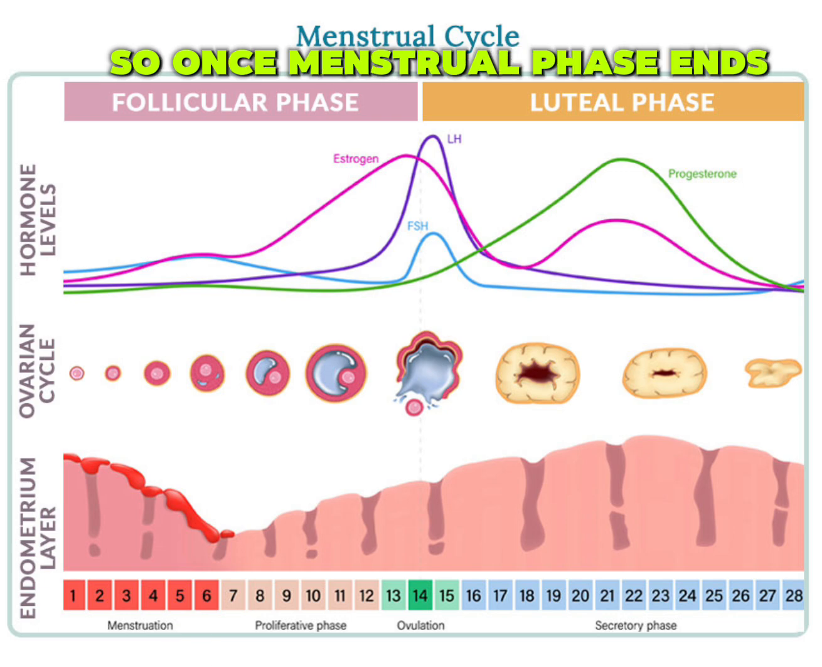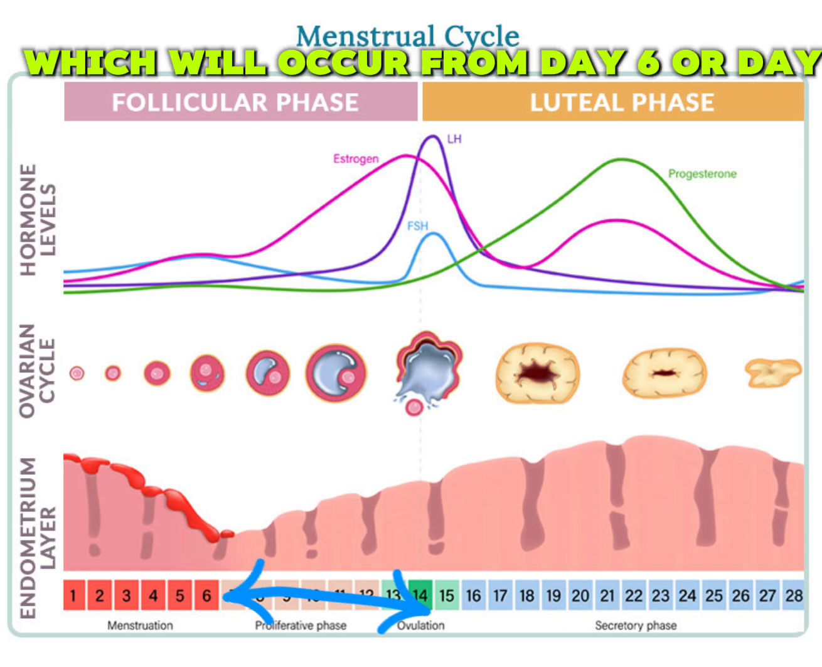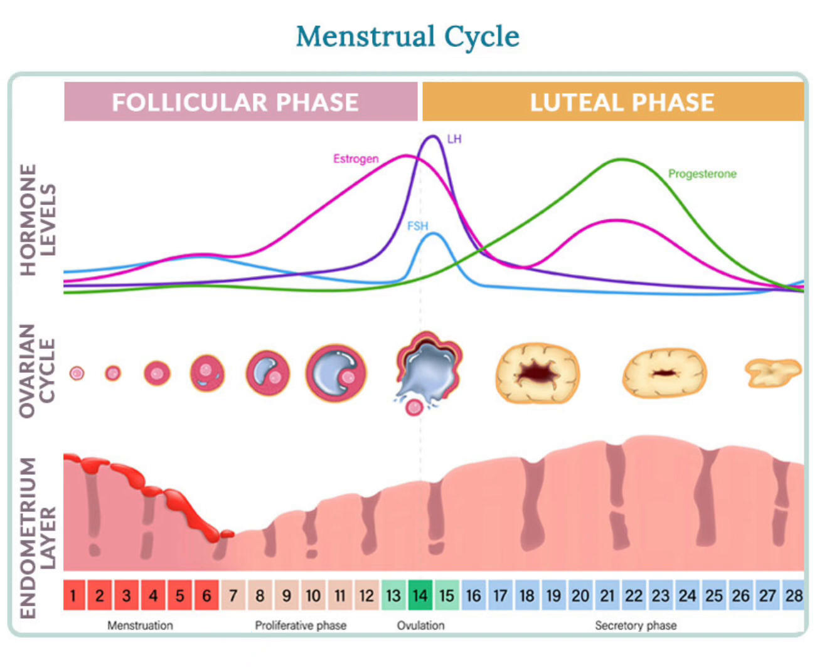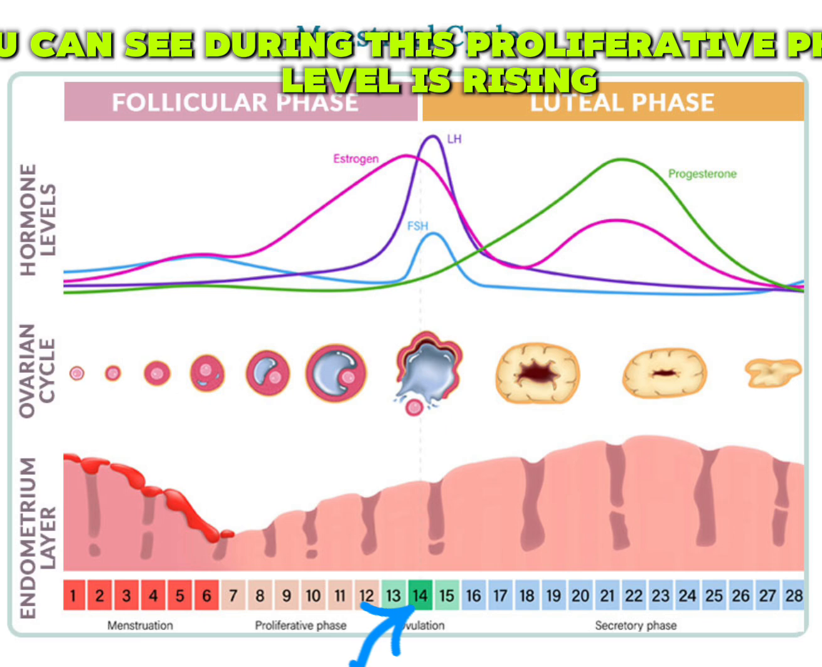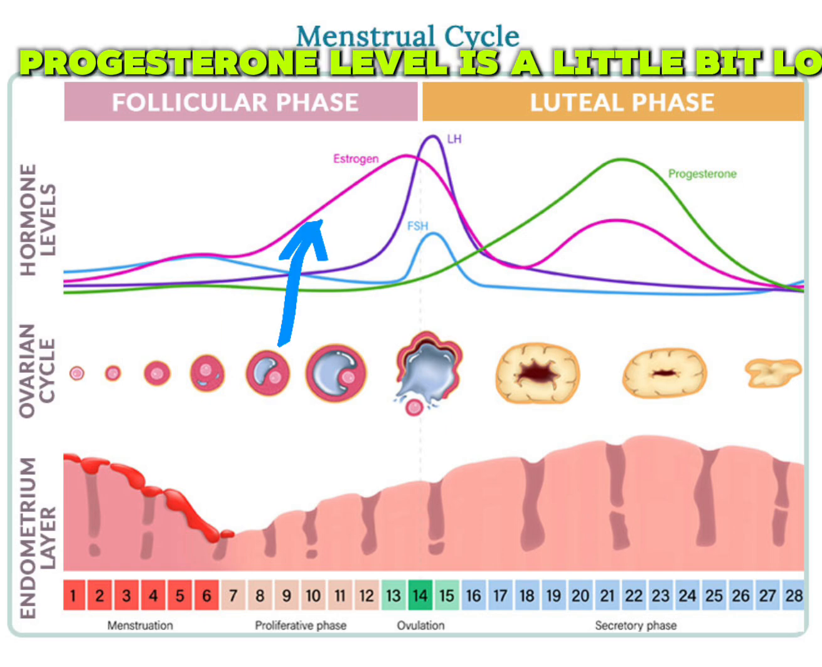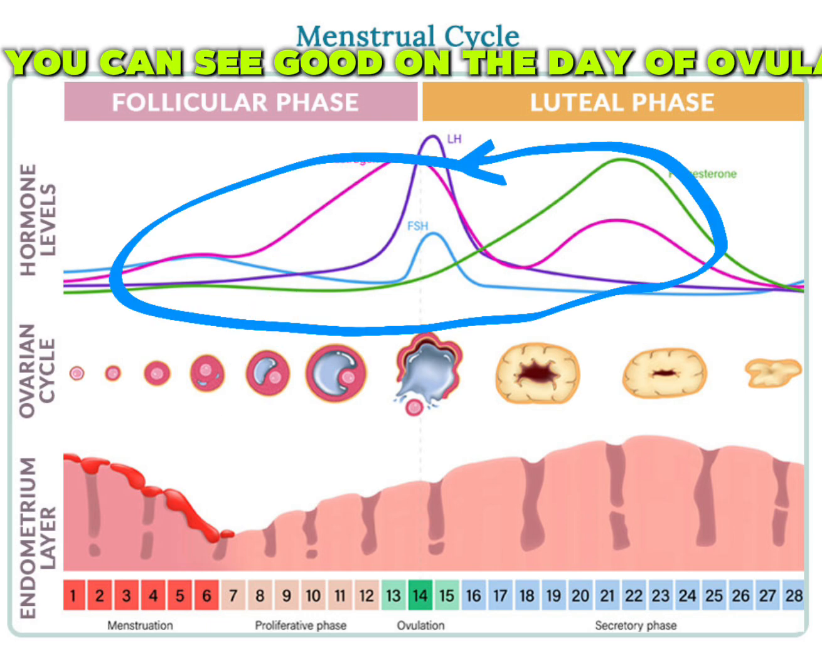So once menstrual phase ends, the next is proliferative phase, which will occur from day 6 or day 7, depending on how many days you saw your menses, until the day ovulation occurs. As you can see, during this proliferative phase, FSH level is rising, estrogen level is rising, progesterone level is a little bit low. These are the hormonal levels, as you can see.